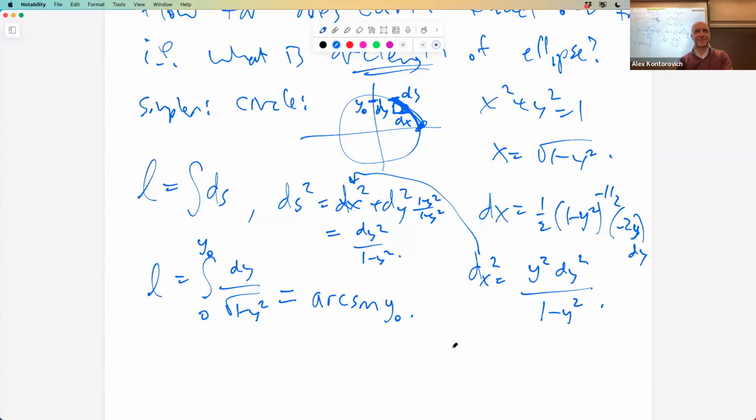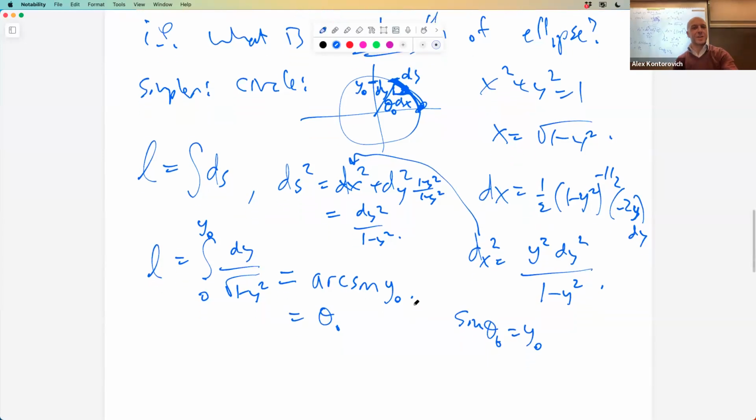Wait a second. There's a much, much easier way to do this calculation. If theta is the angle, let's call it theta 0, then sine of theta 0 is equal to y naught. And arc sine of y naught is arc sine of sine theta 0. So that's just theta 0. Of course, the arc length is the angle; that's the whole point of using radians. The angle goes around 2 pi, and the circumference of a unit circle goes around 2 pi.